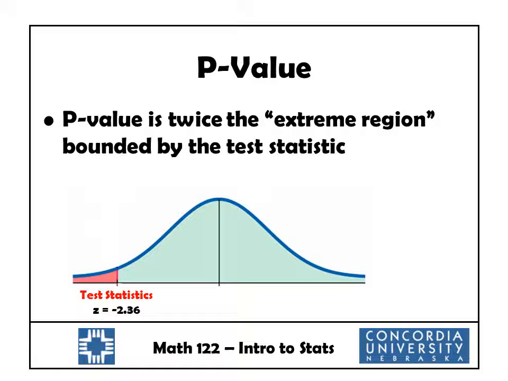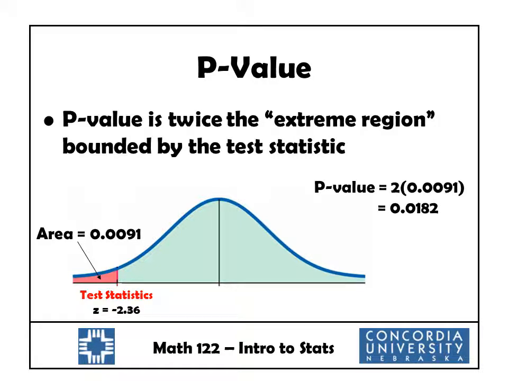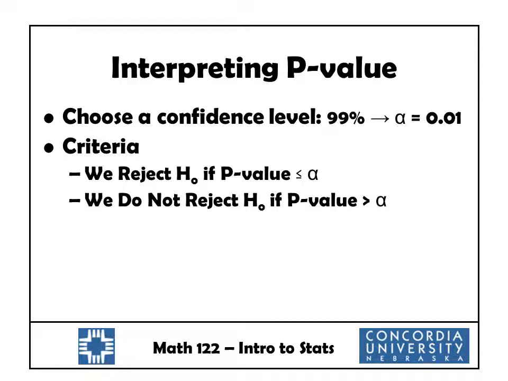So our extreme region is to the left, and we find that area from our table A2, 0.0091, and then we take that times 2 to get our p-value. So our p-value is 0.0182. This type of test is called a two-tailed test because we have to take the area under one tail times 2.